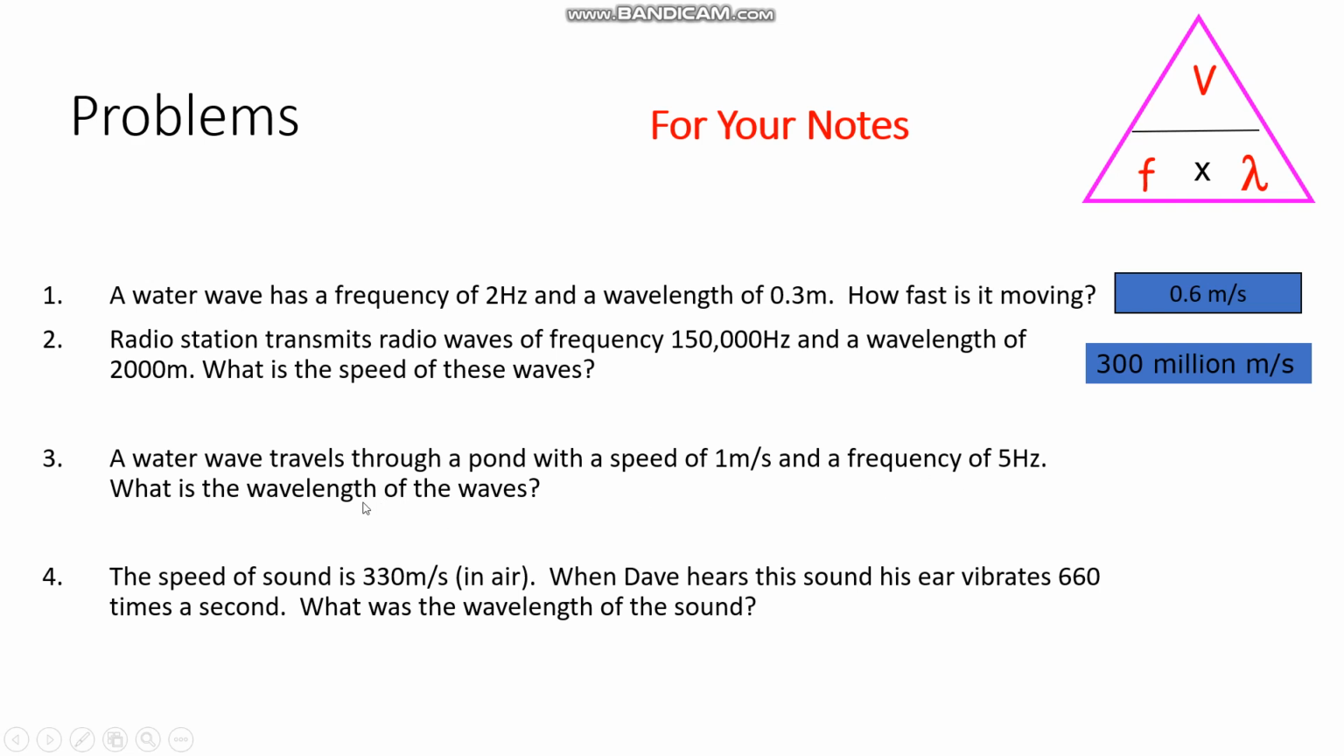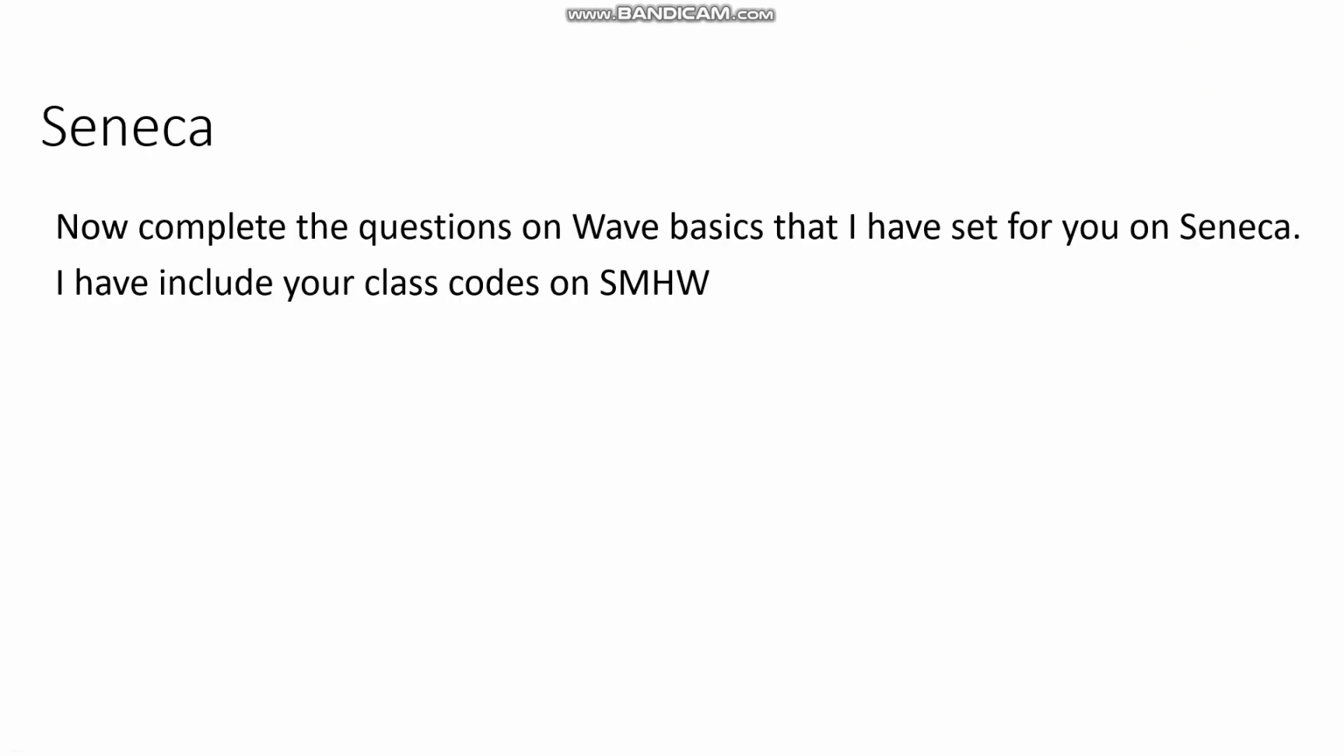This one here, you have to work out wavelength, so you cover up wavelength, and it's wave speed divided by frequency, which gives you 0.2 meters. And finally, the wavelength again, cover up lambda, v divided by f, and you end up with an answer of 0.5 meters. Okay, hope those last 3 lessons have made sense.